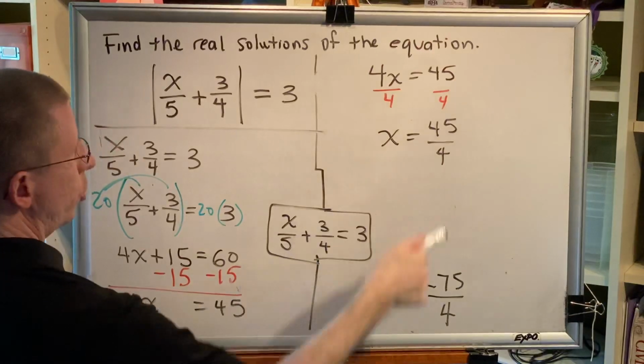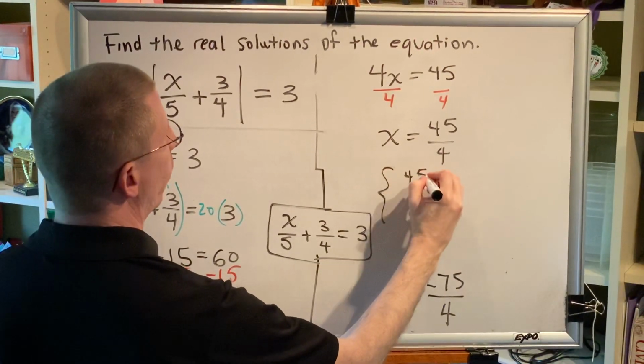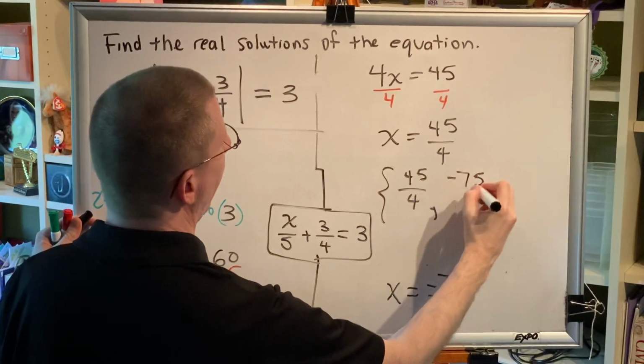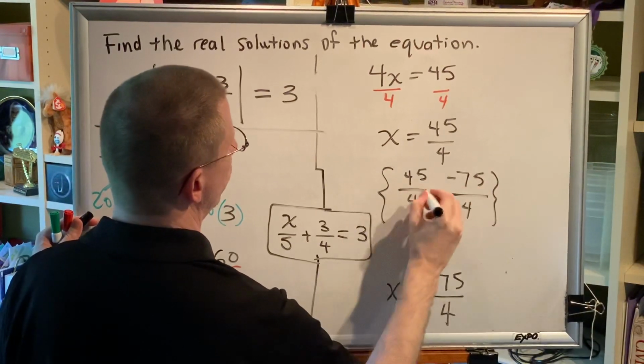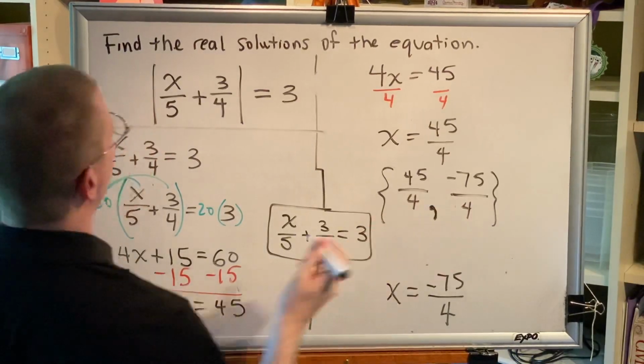So there are two answers to this problem. They are 45/4 and negative 75/4. When there are countably many solutions, you can write your answer in set notation, where each of the solutions is separated by a comma.